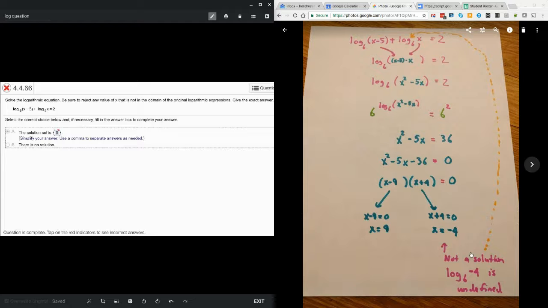But if I put negative 4 back into the equation, I've got log base 6 of negative 9, right? And log base 6 of negative 4. Now, one of the things you know about logs is you can't log a negative number, right? Because that's really like asking, well, what exponent would I put above 6 to get a negative 4? And you can't raise 6 to any power to get a negative number. So we have to throw out x is equal to negative 4. So the only real valid solution is x is equal to 9. Hope that helps on a tricky problem.